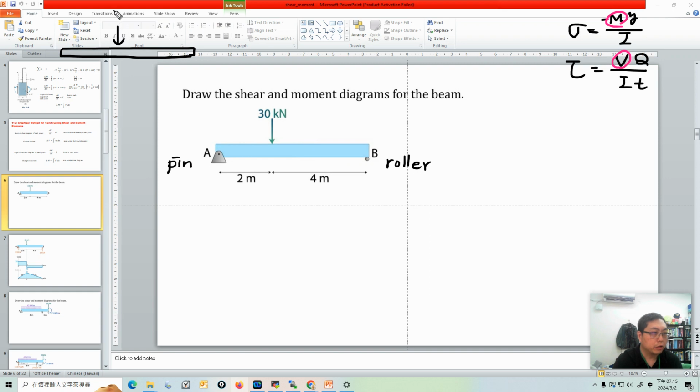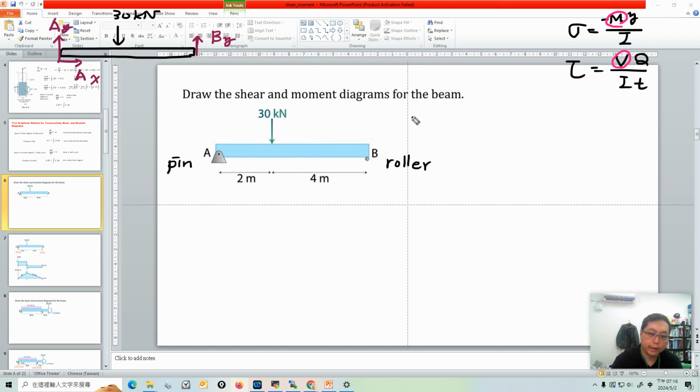There is a 30 kilonewton force acting here. The pin support only has reaction forces: one pointing up and one pointing right. I also assume everything is positive. So that's AY, pointing up, and AX, pointing right. For the roller support, we only have a vertical reaction force, so it's BY.